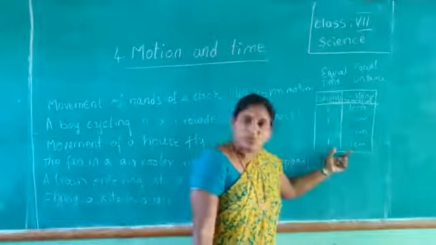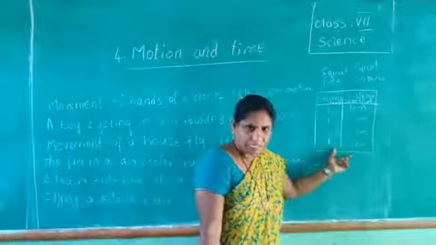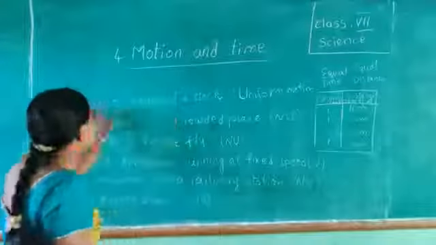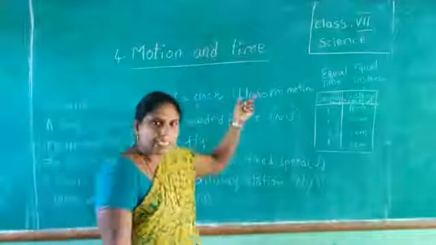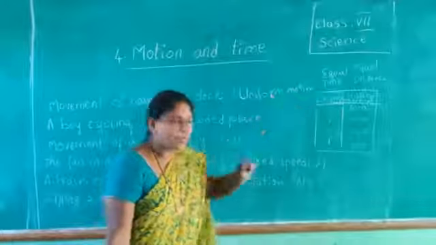You can check it by using this chip. Is it clear to them? So, movement of hands of a clock is uniform motion.